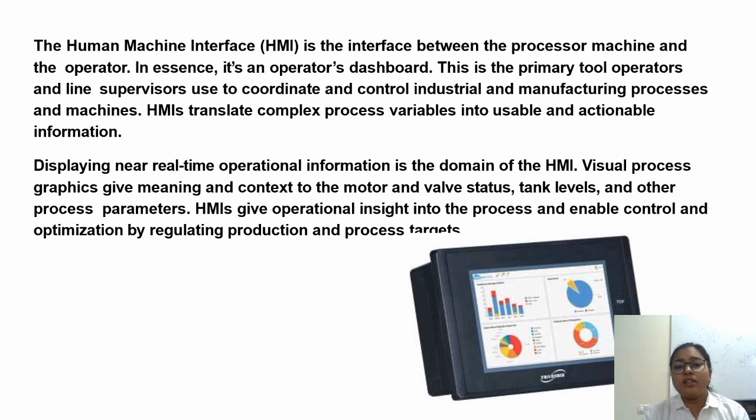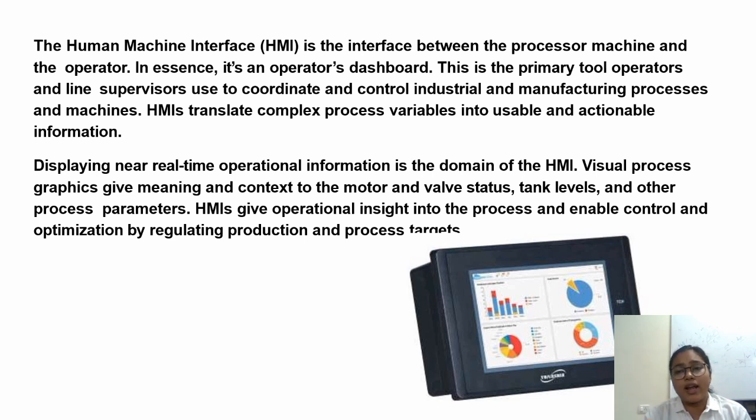Now, displaying near real-time operational information is the domain of the HMI. Visual process graphics give meaning and context to the motor and valve status, tank levels, and other process parameters. HMIs give operational insight into the process and enable control and optimization by regulating production and process targets. So it is talking about tank levels, valve status, etc.